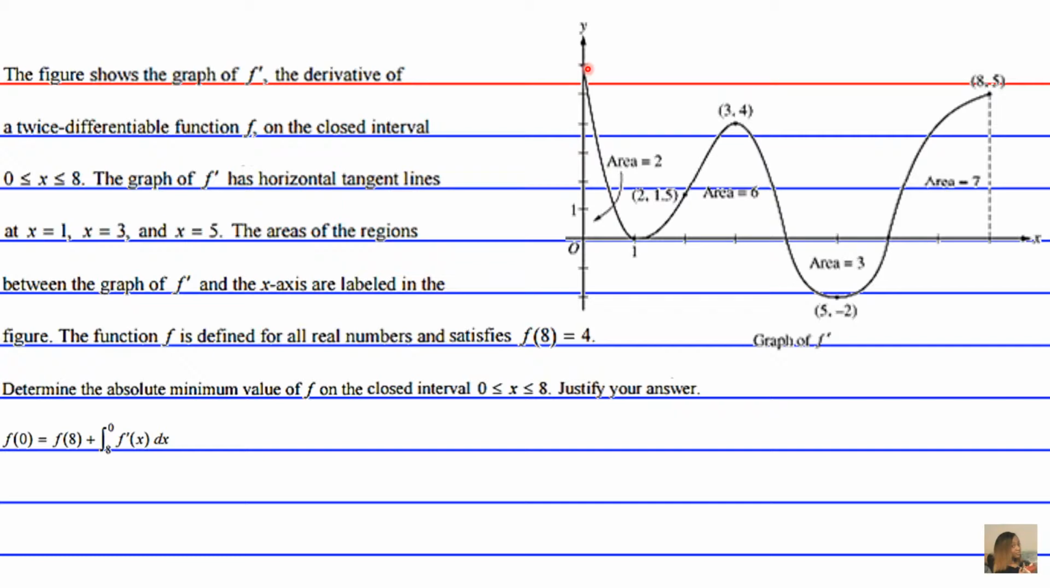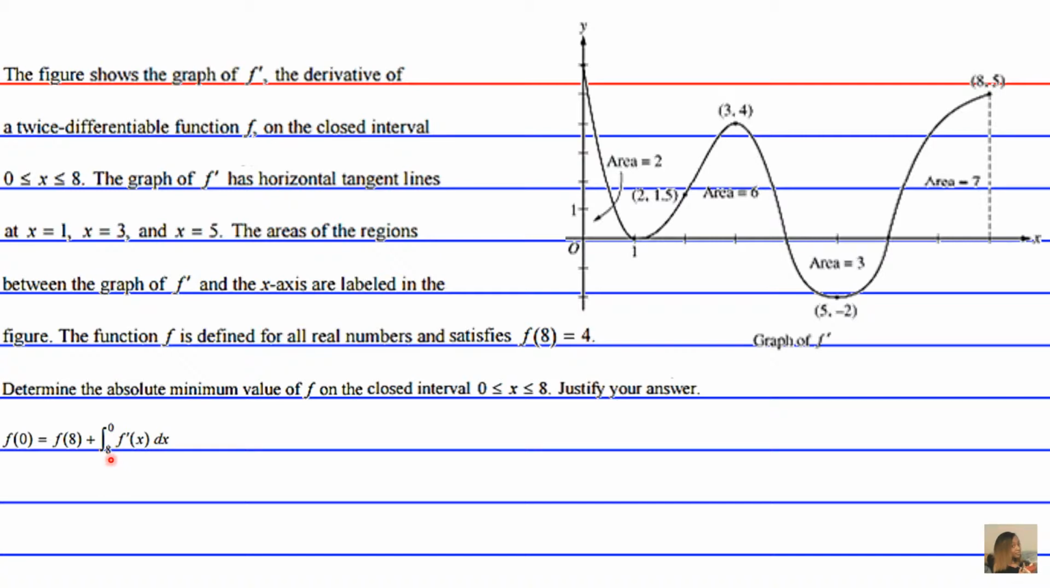And it's going to be f of 8, our initial condition, which we're told is equivalent to 4. And this might seem very counterintuitive to you because 8 is all the way over here. But I'm going to show you why we're doing this in a second. Plus the integral from 8 to 0 of f prime of x dx. Okay, so this usually is not seen.